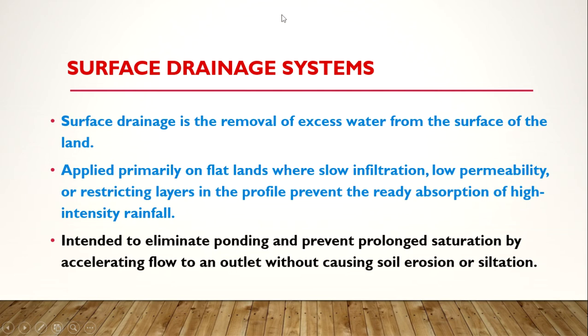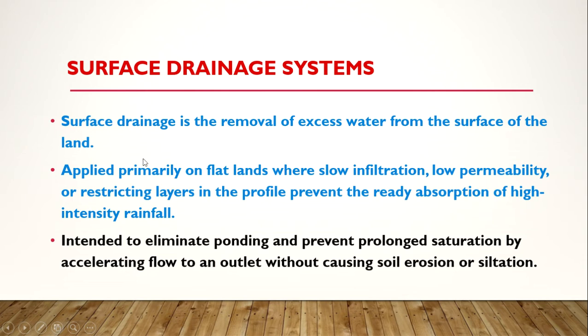We all know that surface drainage is the removal of excess water from the surface of the land. It is applied on flat land where slow infiltration, low permeability or restricting layers in the profile prevent the ready absorption of high intensity rainfall. So it will be adopted on flat land where there may be some depressions or slow infiltration of the soil. What will happen if there is slow infiltration? All the water will get ponded over the surface. In that case, we need this surface drainage system. In case the soil has low permeability also, we need this system.